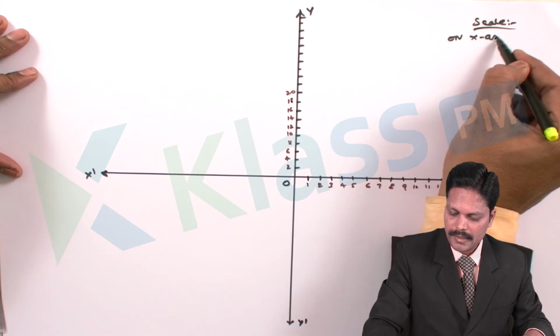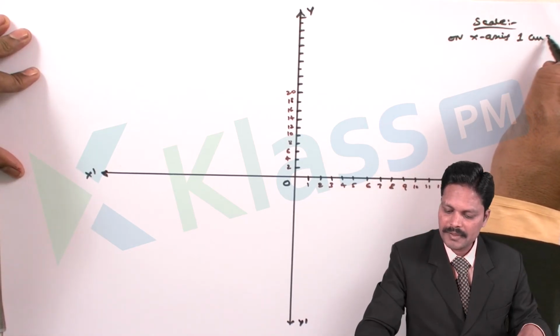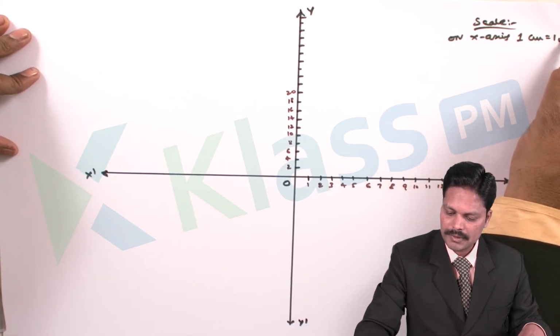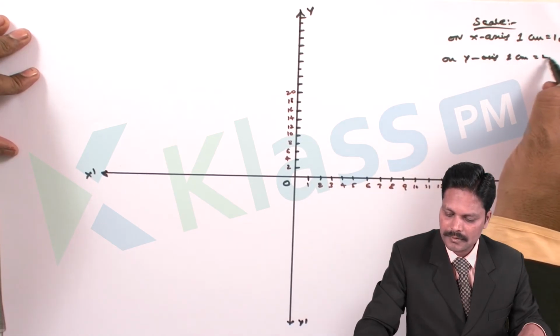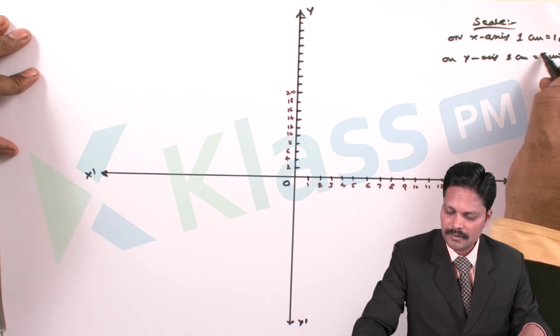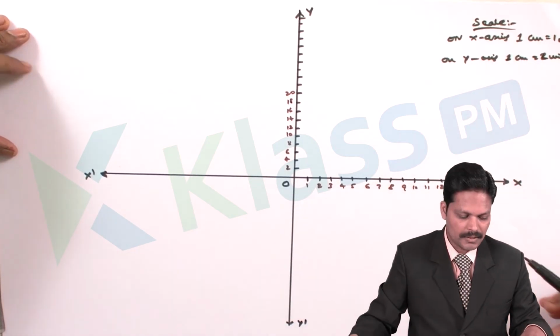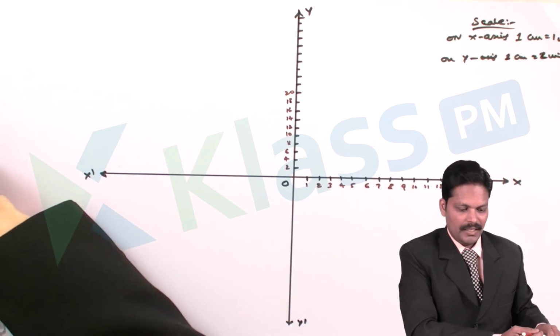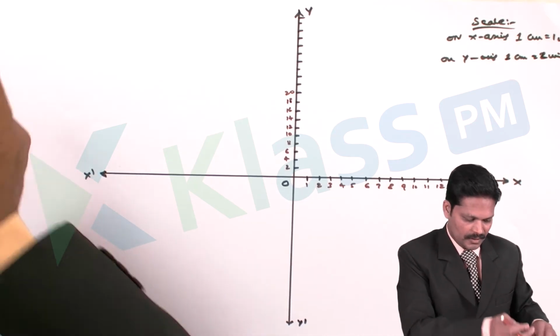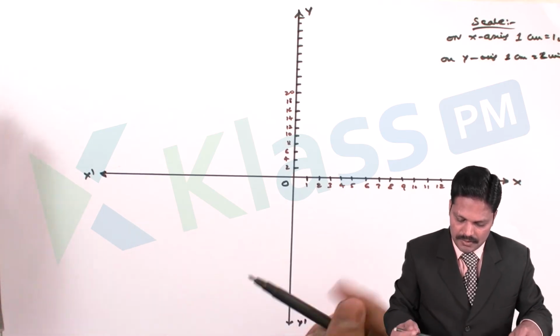On the x axis, 1 centimeter is equal to 1 unit, and on the y axis, 1 centimeter is equal to 2 units. In this manner, based on the question, we will represent the scale. So here we are representing the values. How should we consider the values here? We need to take the negatives also.